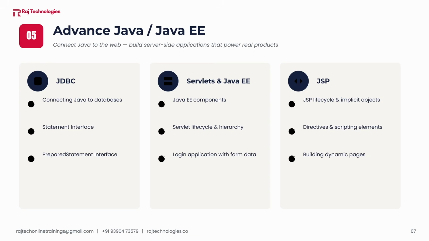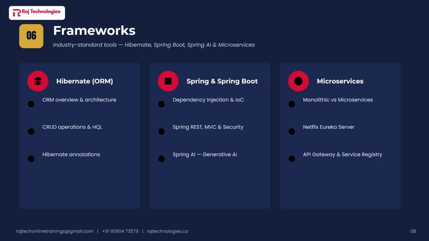We are even going to learn JSP, that is Java Server Pages, used to develop dynamic web applications. In this JSP, we'll understand about the JSP lifecycle and the implicit objects present in JSP, the directives and scripting elements present in JSP, and by using JSP, we can build dynamic pages.